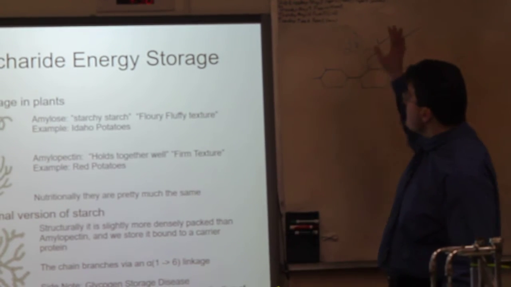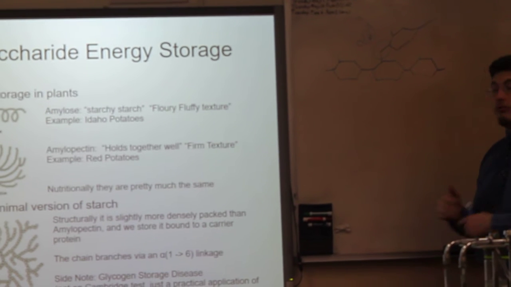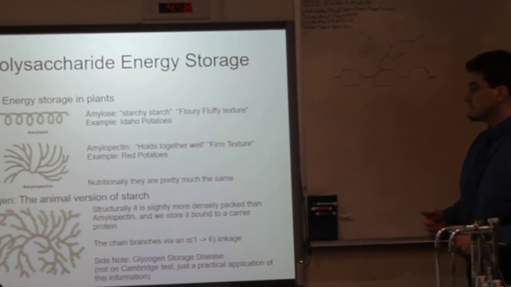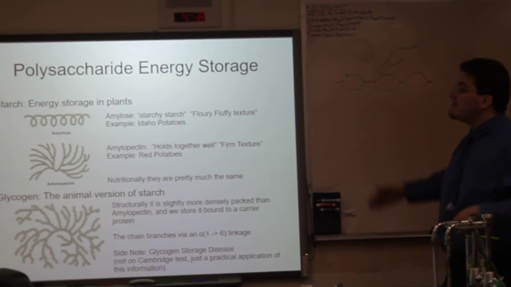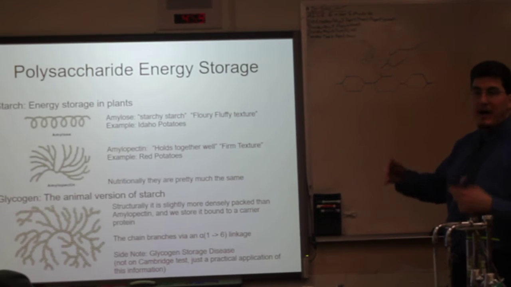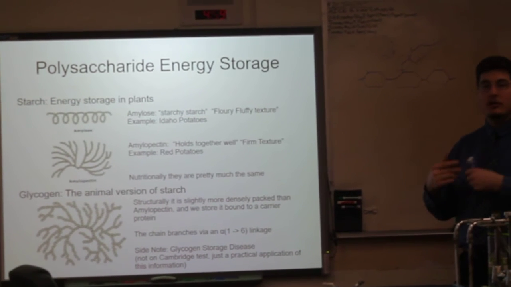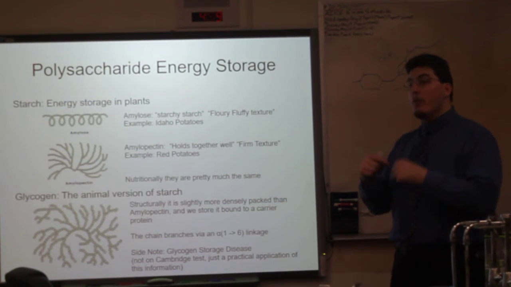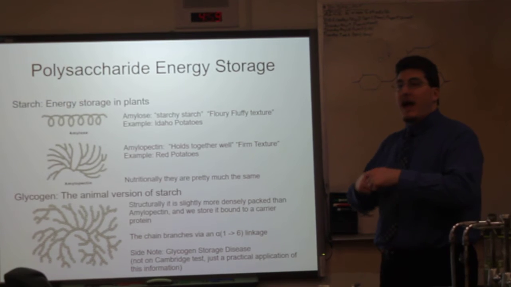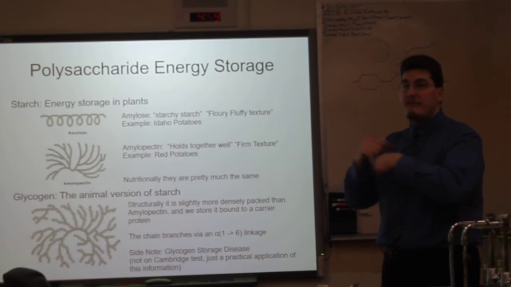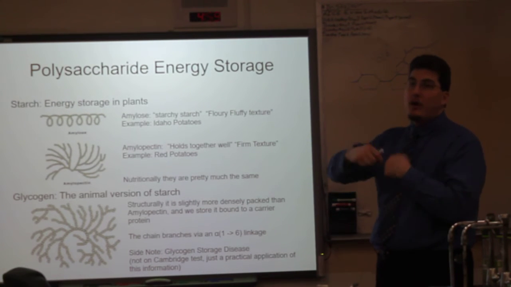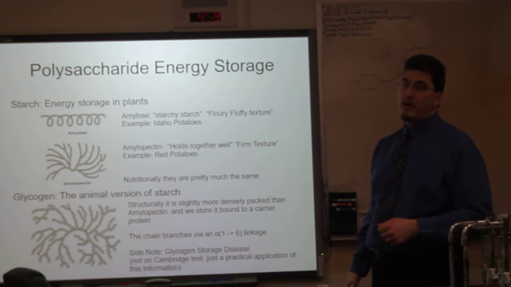So we have more branches, more closely packed, and we have shorter chains by virtue of them being more closely packed. So if you have more branches at greater frequency, you will have shorter chains of alpha 1,4 glycosidic bonds.